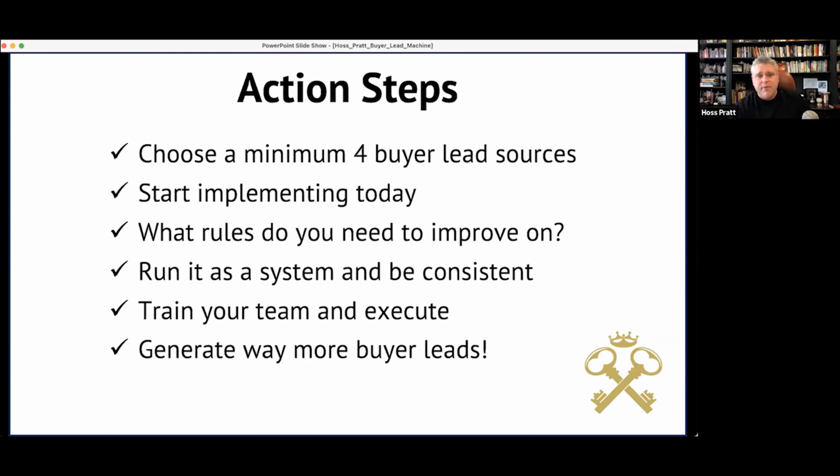In fact, I'm going to put this in the chat right now as well. This is a handout of the 50 ways to generate buyer leads. So you can use it as a little reminder.